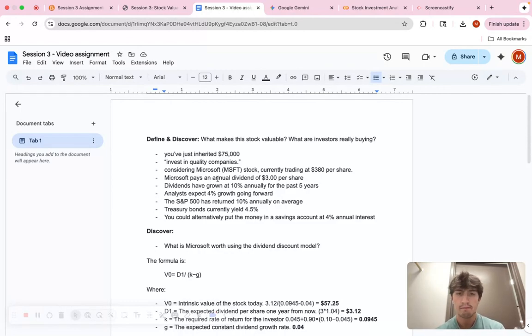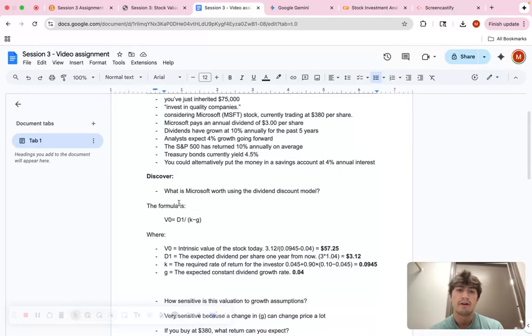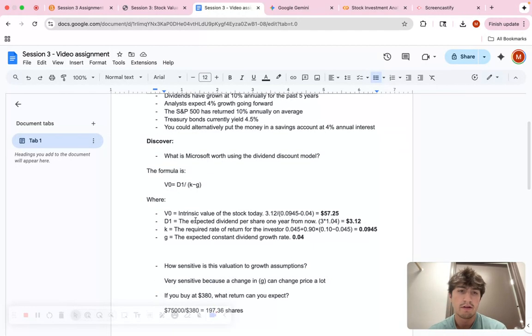And then Microsoft pays annual dividend 3%, dividends grow 10% annually last 5 years, expect 4% growth. S&P's return 10% annually. The treasury bonds currently yield 4.5%, and then you can alternatively put the money in savings. So for the discover part of it, we need to know what Microsoft is worth using the DDM, which is the dividend discount method. And so the formula for this is V0 equals D1 divided by K minus G.